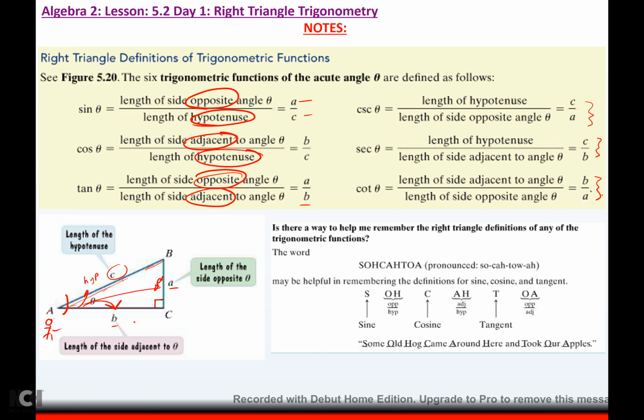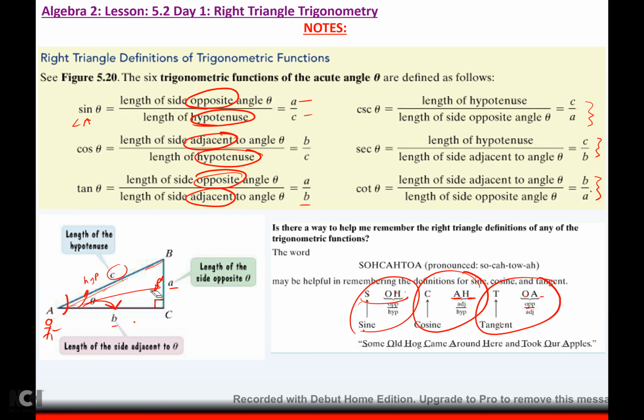Okay? That's where SOHCAHTOA comes from. Soh means sine is opposite over hypotenuse. Cah means cosine. Cosine is adjacent over hypotenuse. And toa, tangent, is opposite over adjacent. There's your SOHCAHTOA. But what I wanted to show you is, this is if your theta is right here at angle A.